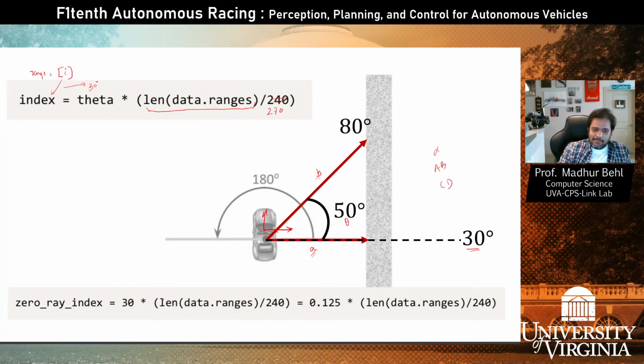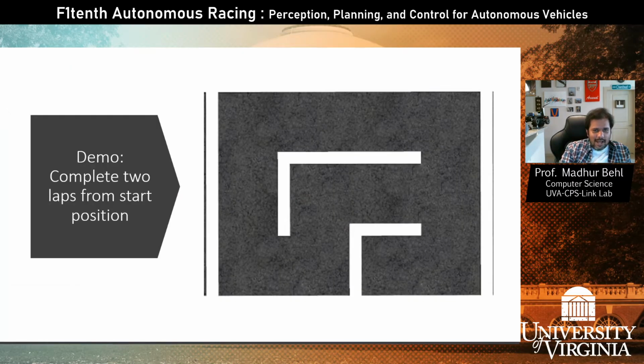It would be 30 times this length divided by the field of view. We can simply read it off as the index of the ray which corresponds to 30 degrees. When you read off range at that index, it will give you the value of the range reported at that ray, which is 30 degrees in this case. So this is just some understanding of the range vector itself, and there's a separate script called scan test in the template which goes through this.